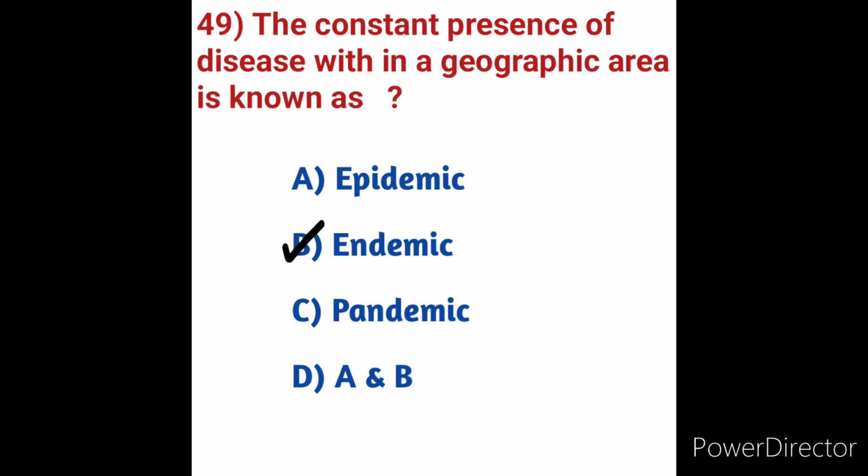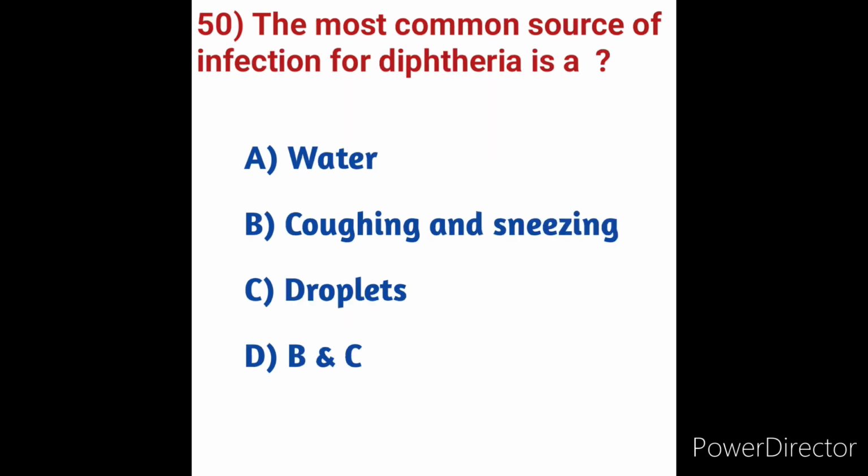Next we will move on to the last question in today's class, the 50th question. The most common source of infection for diphtheria is. We will see the options first. Option A, water. Option B, coughing and sneezing. Option C, droplets. Option D, B and C.